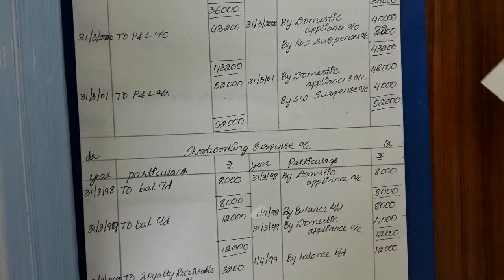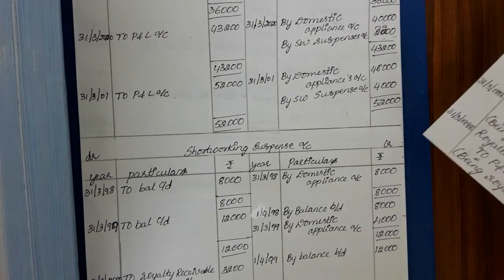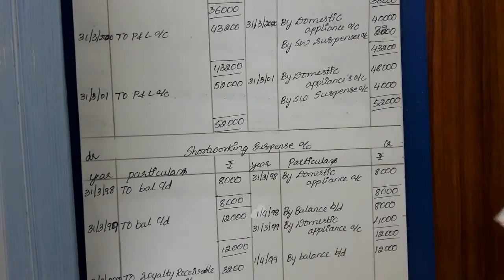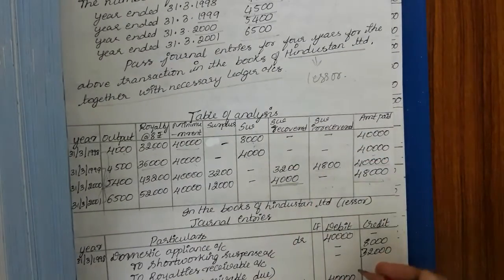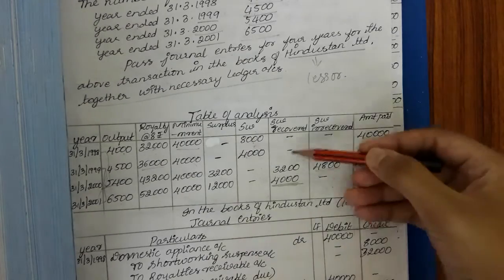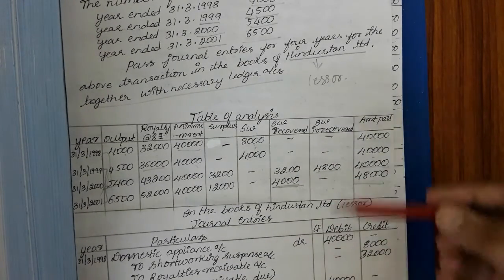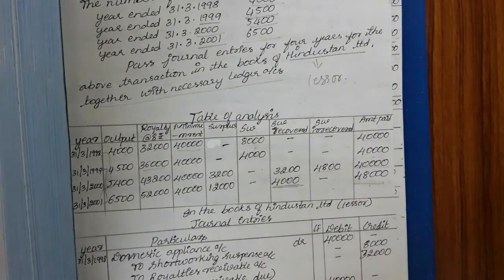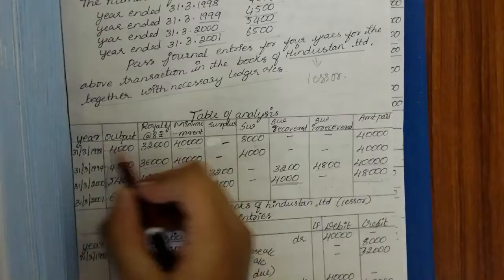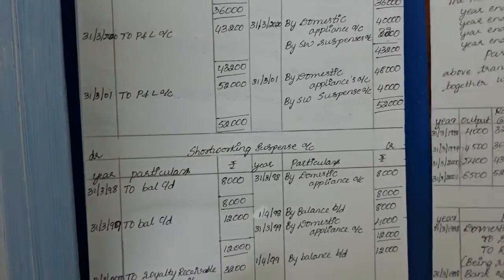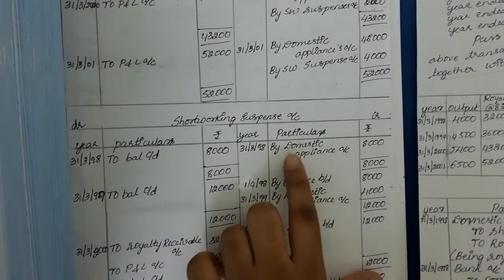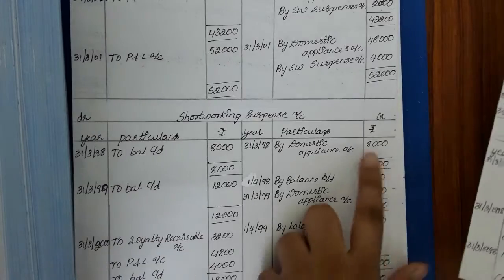So when to prepare the short working suspense account, what entries will you be recording? In the short working suspense account, whenever there is a short workings in a particular year, or a short workings recovery in a particular year, or any short workings irrecoverability in a particular year, you will be passing the entry. In the first year you can see there is a short workings of 8,000. So how will you record these 8,000 in the ledger account? First, by domestic appliance account you will be crediting 8,000.